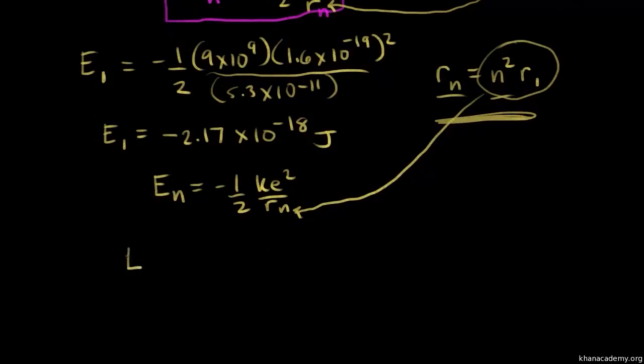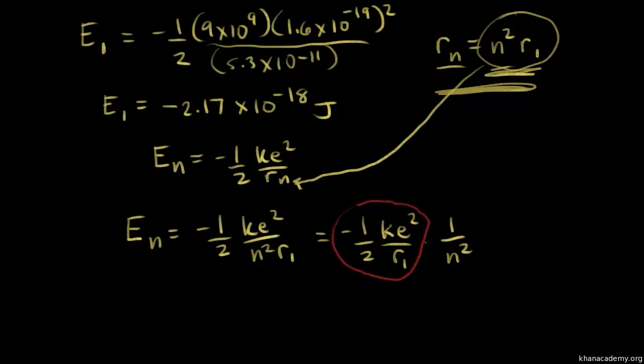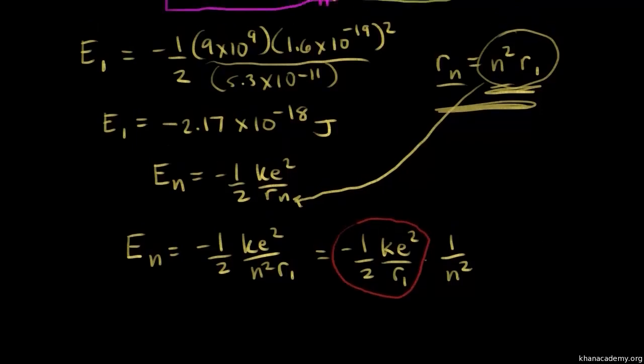So the energy at an energy level n is equal to negative half ke squared over, right? So we're gonna plug in n squared r1 here. So this would be n squared r1. We can rewrite that. This is the same thing as negative 1 half ke squared over r1 times 1 over n squared. So I just rewrote this in a certain way because I know what negative half ke squared over r1 is equal to. We just did the math for that. And so we got this number.